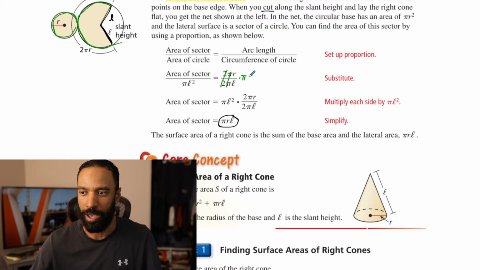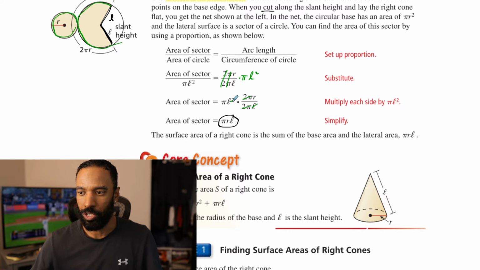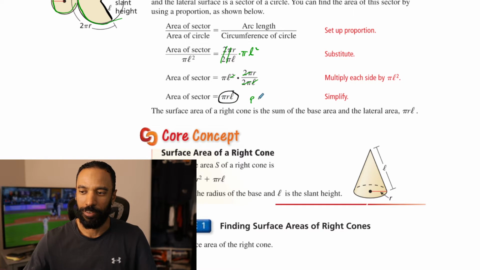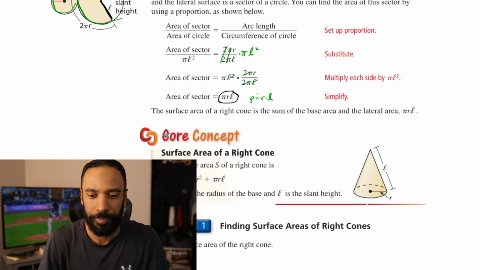Multiply both sides by pi l squared is what they do. Sorry, those cancel there. And then this cancels with this l, and you're left with pi times r times l all together. And that's how they put it. Pi r l, if you ever forget that, pi r l kind of looks like it spells out pearl, if that helps you come up with it.